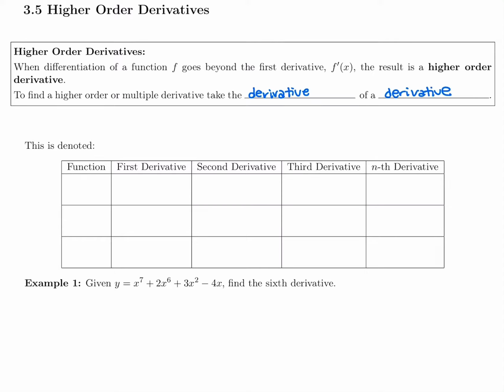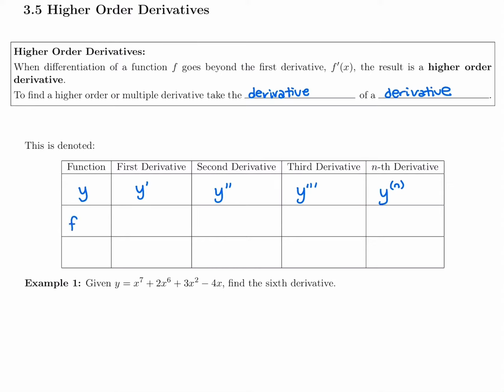If your function starts off with a y equals, the first derivative is y prime, the second derivative we would call y double prime, the third derivative would be labeled y triple prime, and then beyond that, we would just do a superscript number up top. So y with a little 7 in parentheses up top would mean the seventh derivative.